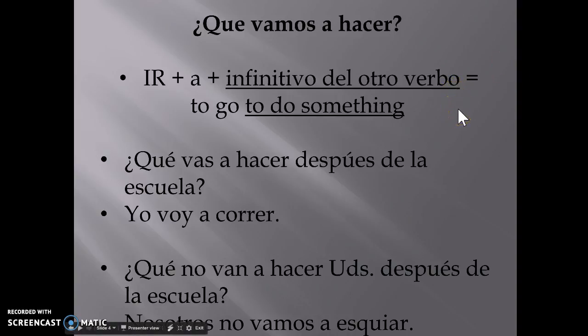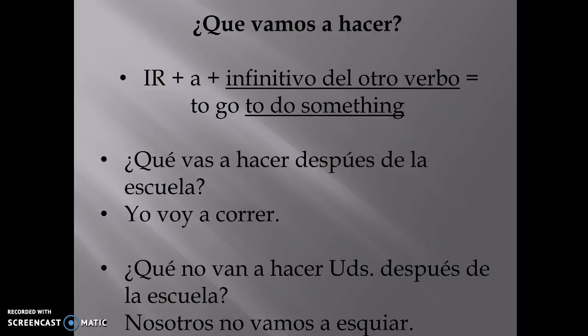The last thing you need to be aware of is we talk often about ¿Qué vamos a hacer? Oops, and I have a typo there. There should be an accent over that E and K. ¿Qué vamos a hacer? What are we going to do? You need to become familiar with the structure ir plus a plus the infinitive of a second verb. Remember that the infinitive is an unconjugated form of a verb. It's what you use when you say that you are going to go do something.